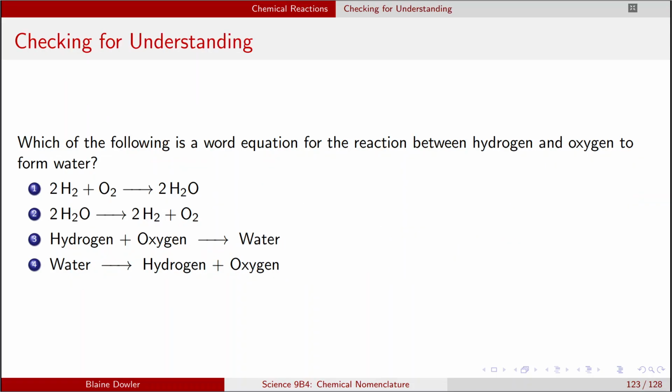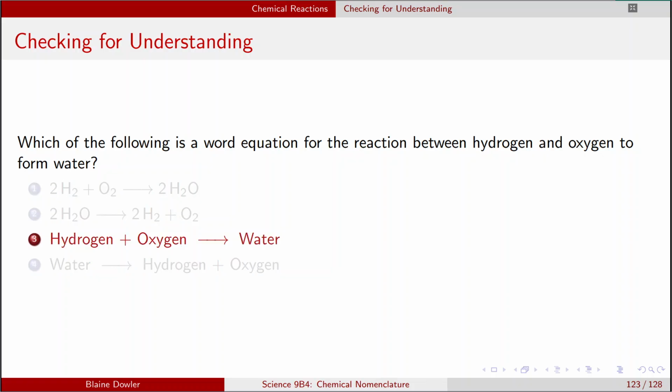So check for understanding. Which of the following is a word equation for the reaction between hydrogen and oxygen to form water? Is it 2H2 plus O2 produces 2H2O? Is it 2H2O produces 2H2 plus O2? Is it hydrogen plus oxygen produces water? Or water produces hydrogen and oxygen? Pause now if you need more time.